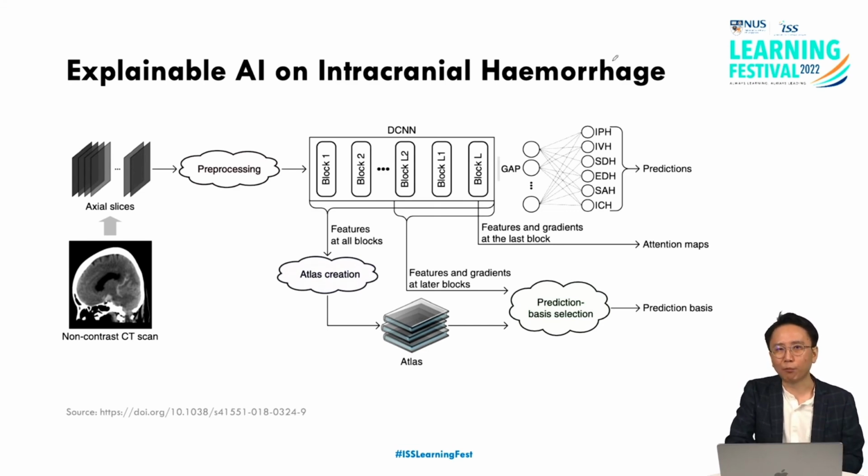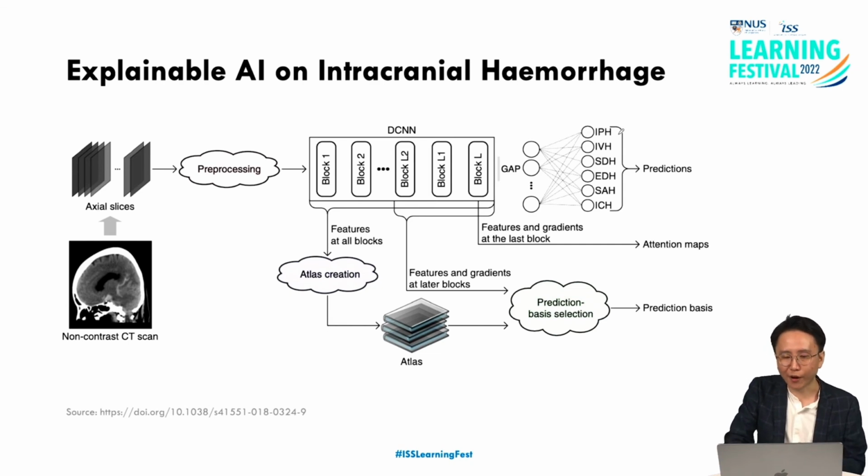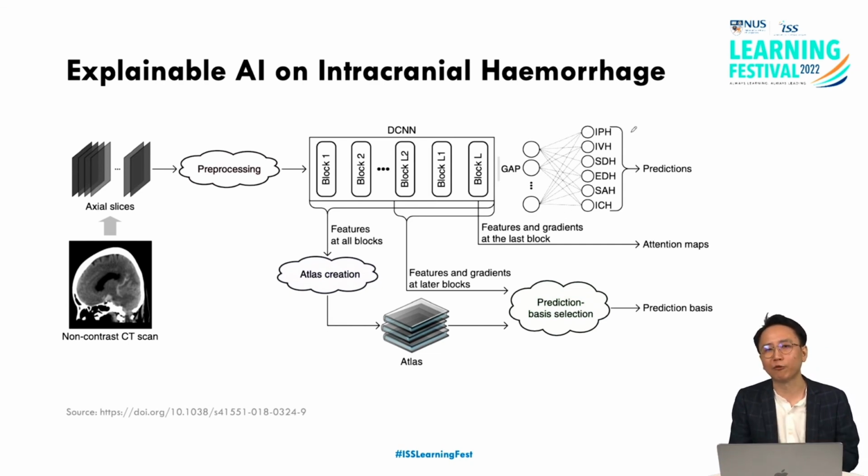The first output is the predictions of presence or absence of disease in 6 classes. The first class is intracranial hemorrhage, and the rest are the 5 subtypes of intracranial hemorrhage.